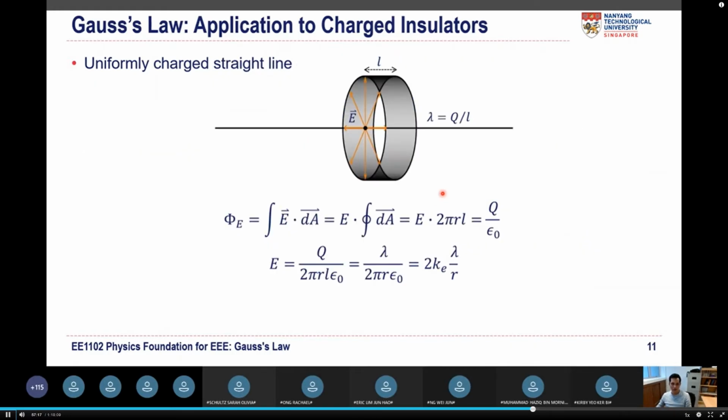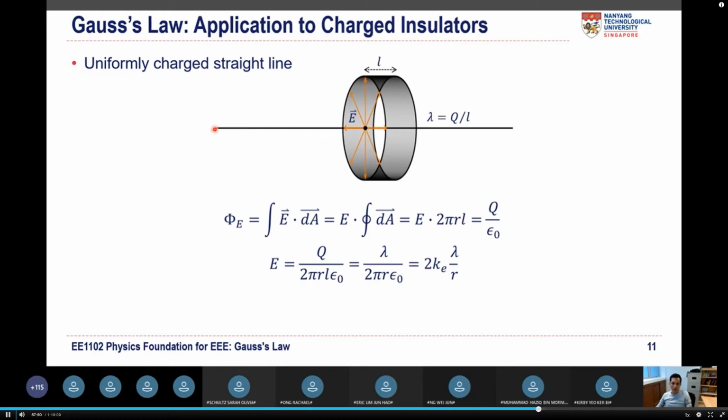All right, so let's look at another example. This is another example of a uniformly charged straight line. So we have this line where all the charges are uniformly embedded in the line, and we want to calculate the electric field at some distance from this line. Let's say at this point. So how do we do that?